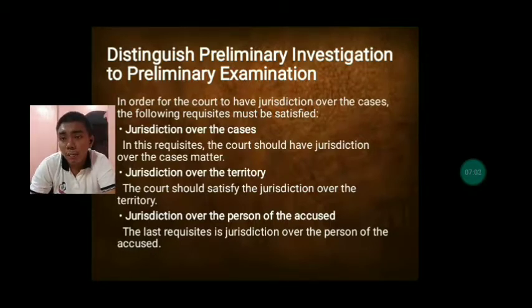Next is the jurisdiction over the person of the accused. The last requisite is the jurisdiction over the person of the accused. This refers to the power of the court over the accused. The court will gain jurisdiction through the following circumstances: arrest, whether without warrant or with warrant, and voluntary surrender by the accused.